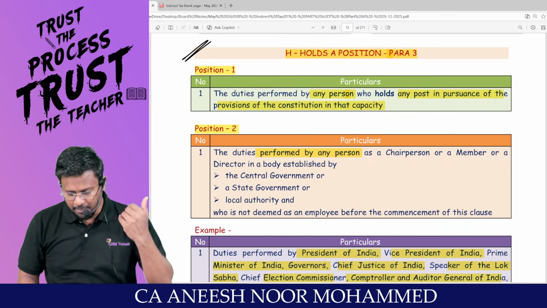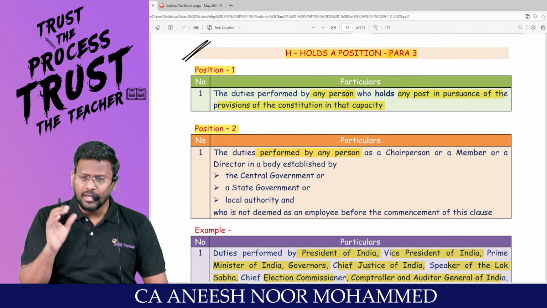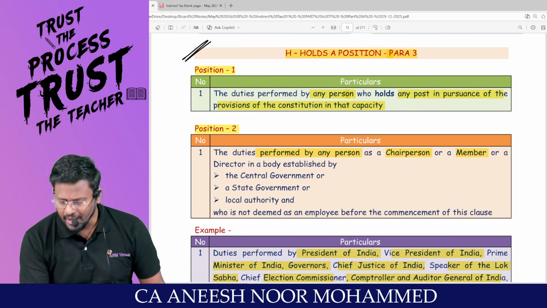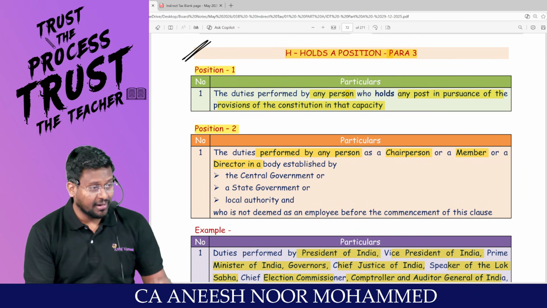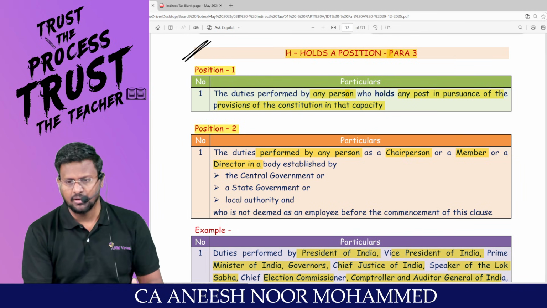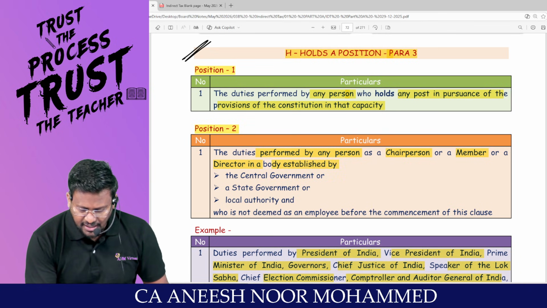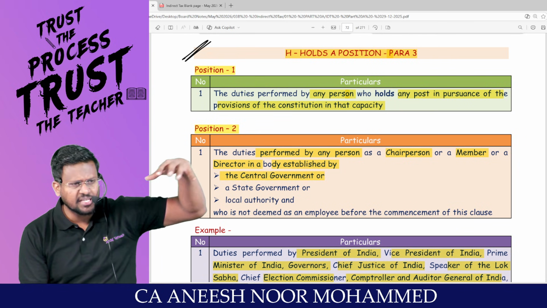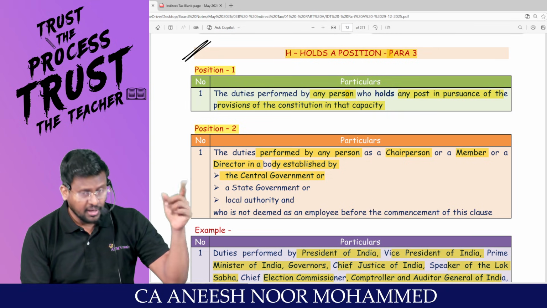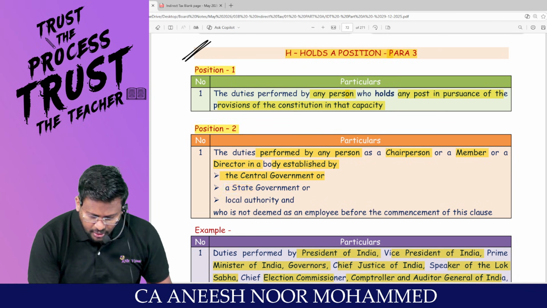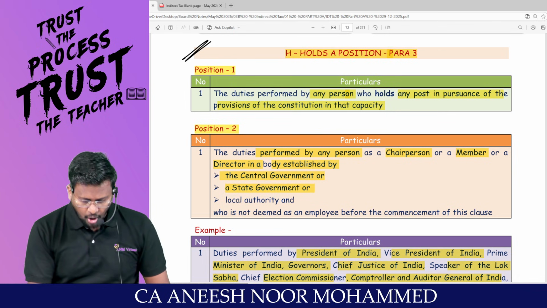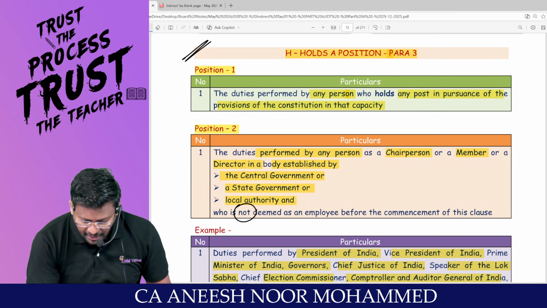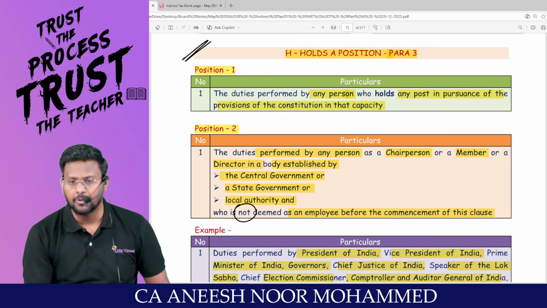Duty performed by any person, man. You be any person. As a what, man? Chairperson. Sir, I am the chairperson. Or I am a member. Or I am a director. Where you are chairperson, where you are member, where you are director, sir, in a body established by what government? Central government. For example, the central government has established a body. In that, I am the chairperson, I am the member, I am the director. Or the state government has established a body. Or a local authority has established a body. Who is not deemed as an employee before the commencement of this clause.